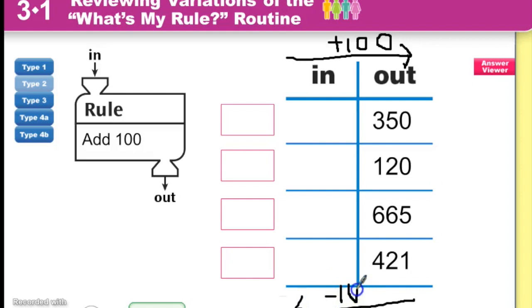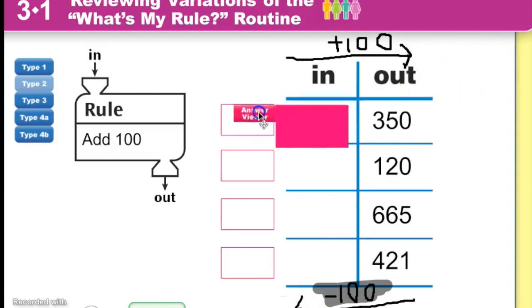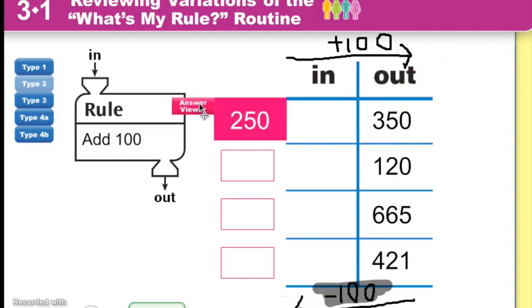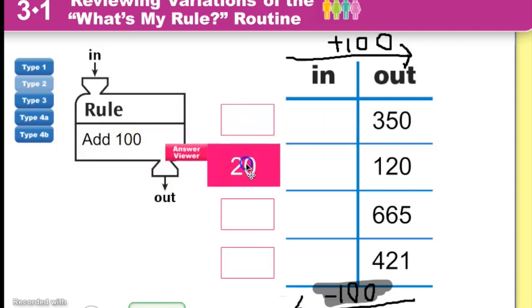And the opposite of add 100 is subtract 100. So that means in this entire rule table, we are moving from right to left, and now we need to subtract 100 because that's what our rule is telling us to do when we're going from out to in. For example, we have 350 in our out column. We're moving from right to left, so we need to subtract 100, and that will leave us at 250. The same goes for 120. 120 comes out, we need to do the opposite of add 100, so we're going to subtract 100.